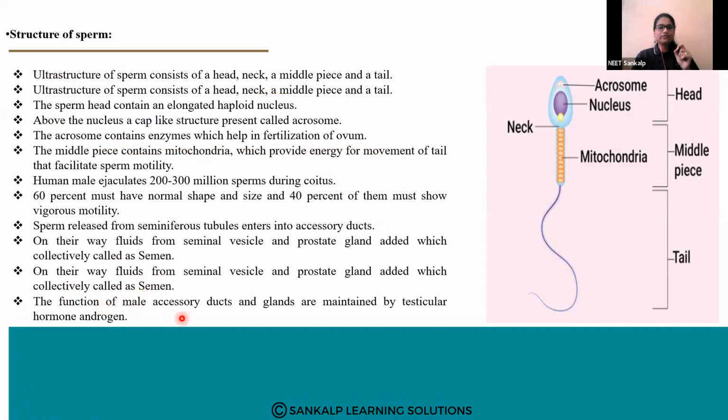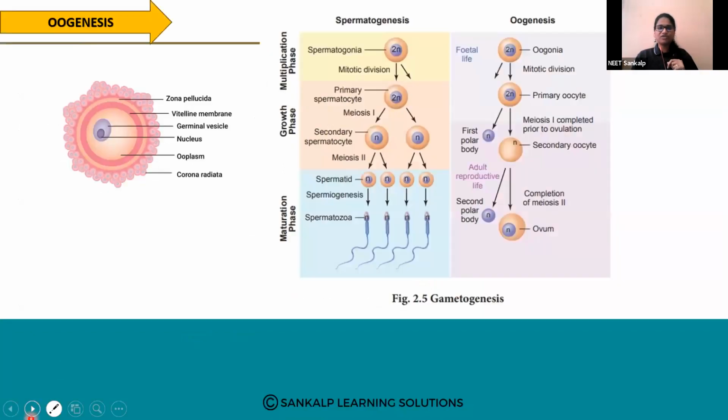So the functions of the male accessory ducts and glands are maintained by the testicular hormone androgen. So the function of the accessory ducts and the accessory glands, who looks after it? The androgen hormone, or testosterone hormone, looks after this function. So this is regarding the structure of a sperm.